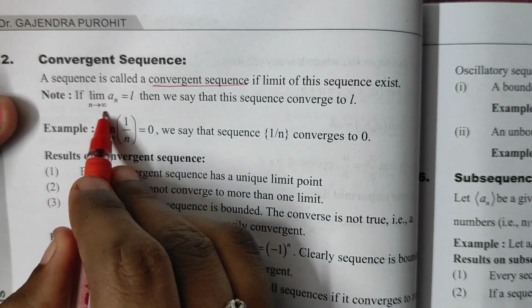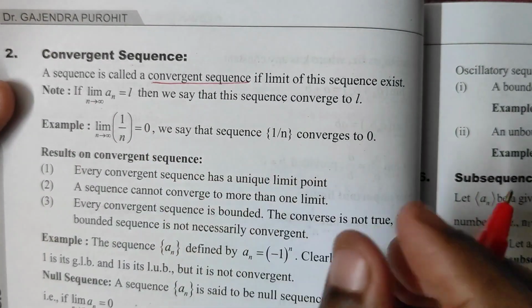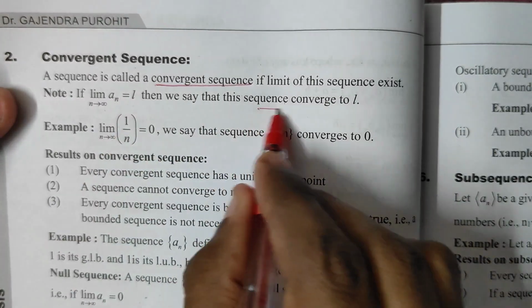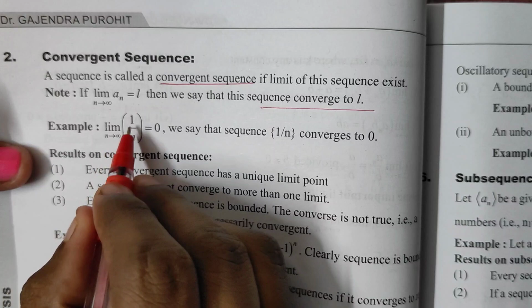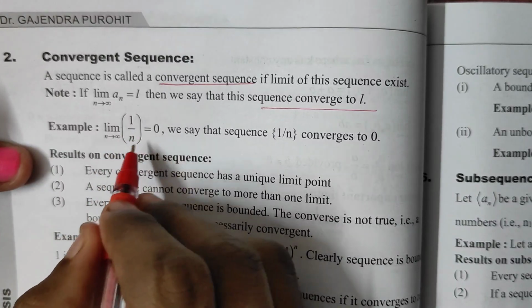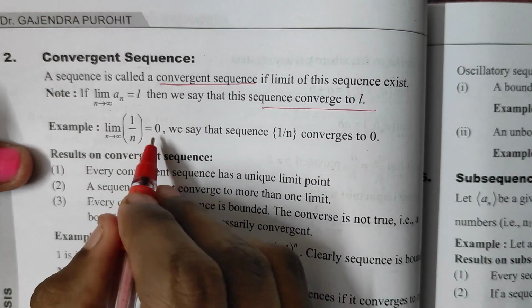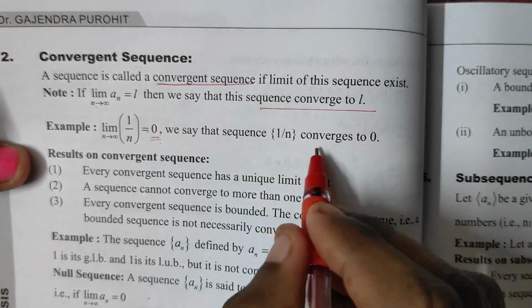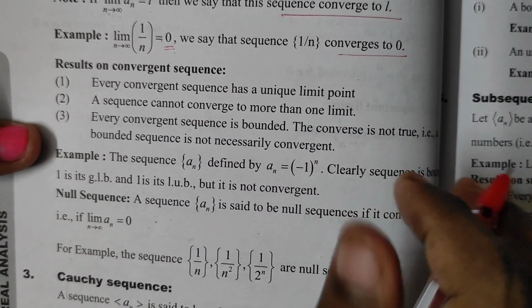See here, limit n tends to infinity, a n is equal to L. Here n approaches infinity, and that value is equal to L, which means the sequence converges to L. Here limit n tends to infinity, 1 by n is equal to 0, because if you put infinity, 1 by infinity is equal to 0. There is one point L, it exists, so it converges to 0. Understood?